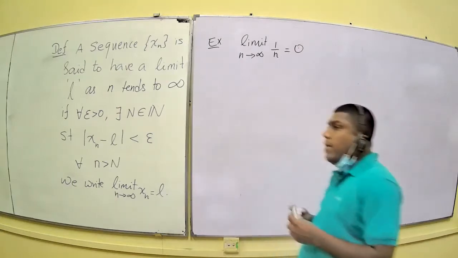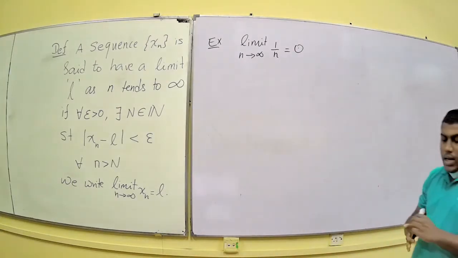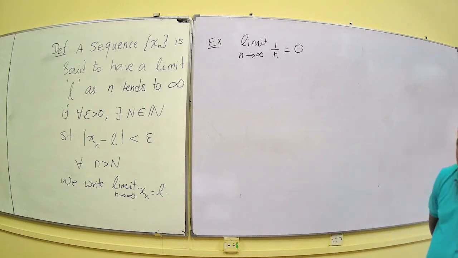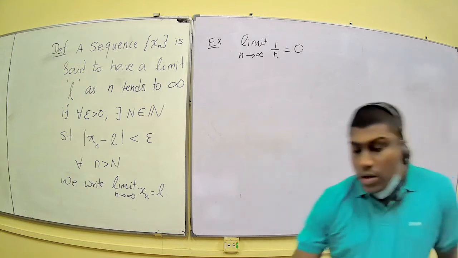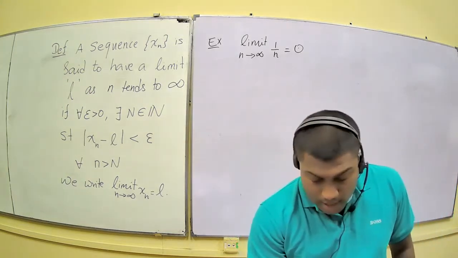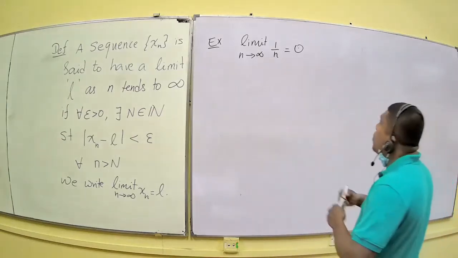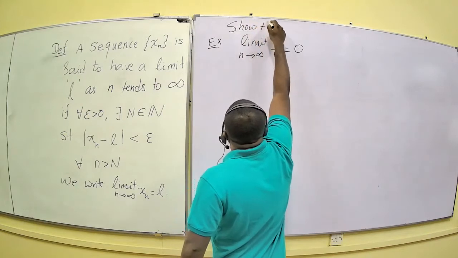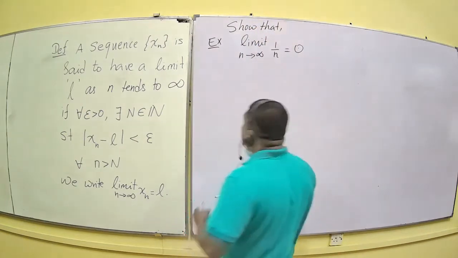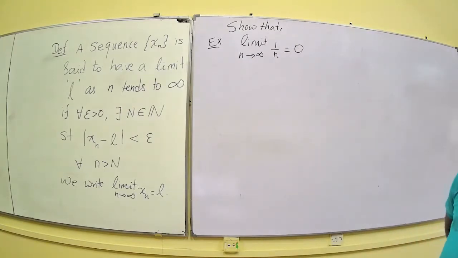you know this, right? So from A levels, you know this limit of 1 upon n as n goes to infinity is 0. You know that, right? But you have to prove it here, in this case. So we have to show that. So let me write it down. The limit is given, right? So you have to prove it, right?